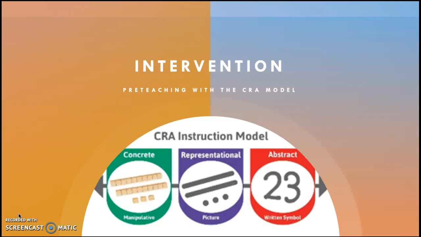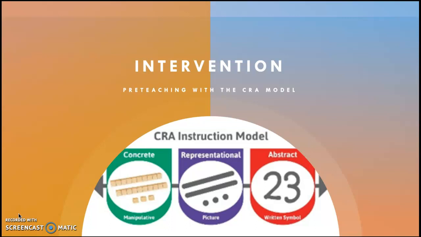So again, their intervention was pre-teaching with the CRA model, which means concrete, representational, and abstract. Concrete is talking about manipulatives. In the article, they talked about popsicle sticks and different things like that the kids could physically touch. In this picture right here, we can see an example of base 10 blocks. We use those a lot in 5th grade in different forms, such as decimals and whole numbers.